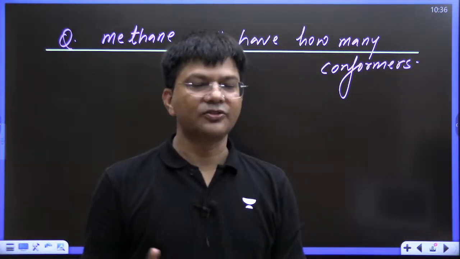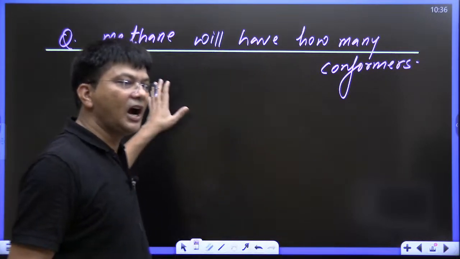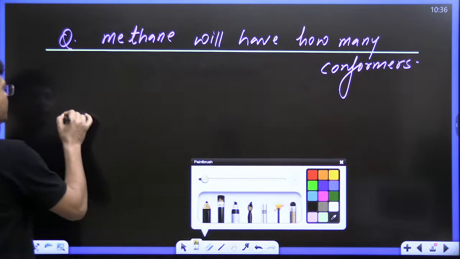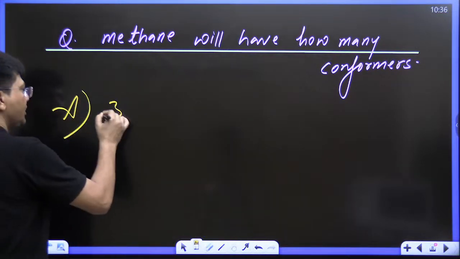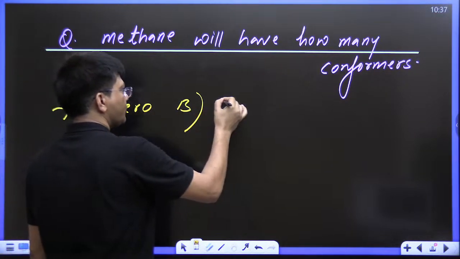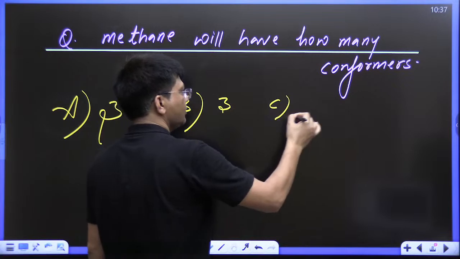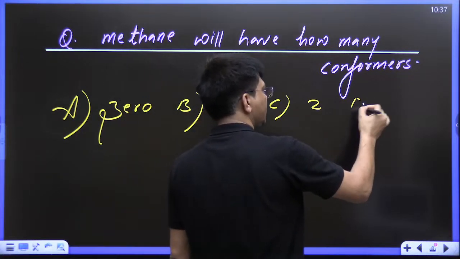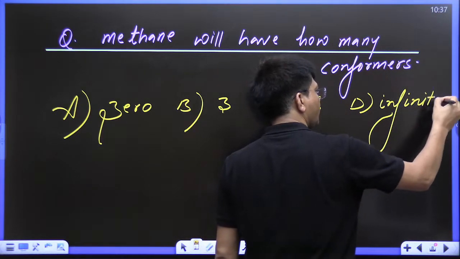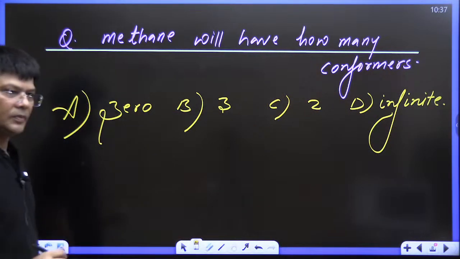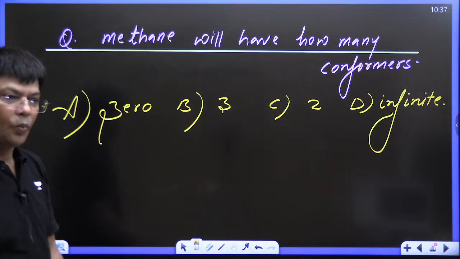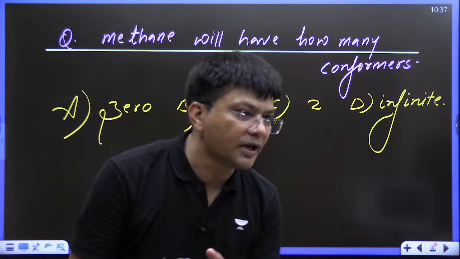Wow. Kids, do let me know. Ethane will be having how many conformers? Let me give you options. Option A, 0. Option B, 3. Option C, 2. Option D, infinite. Now kids, do let me know what's your answer. Number of students, number of times they must have studied. What I would like to see, what's your answer, kids?